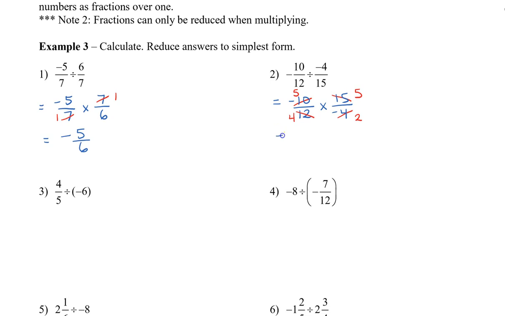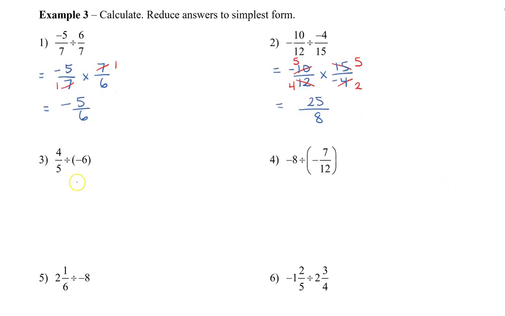So now that that's reduced, we now have negative 5 times 5, which is negative 25, and 4 times negative 2 is negative 8. Now, because both of these numbers are negative, we can actually erase the negative sign, and we have 25 over 8.